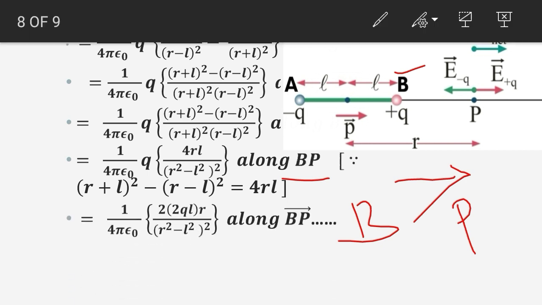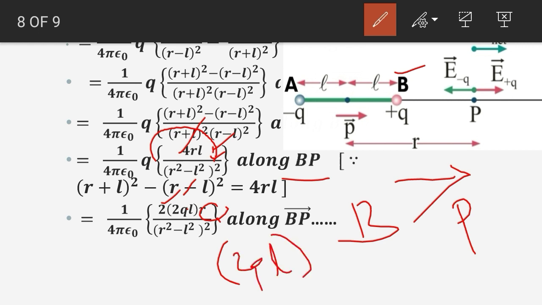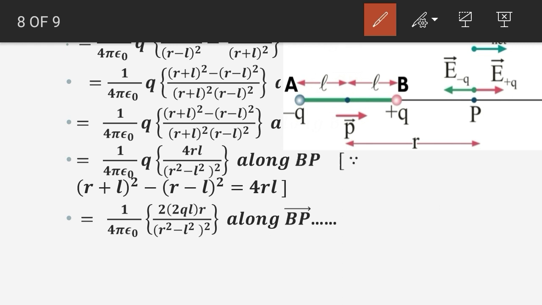Now I shall split this 4 as 2 multiplied by 2. Take away this q in the numerator, and l as it is and r as it is, r towards the right hand side, and I shall keep this 2 multiplied by q into l inside the bracket. Okay, on the left hand side we are having 2, and right hand side we are having r. So the denominator is as it is, r square minus l square whole square, right?